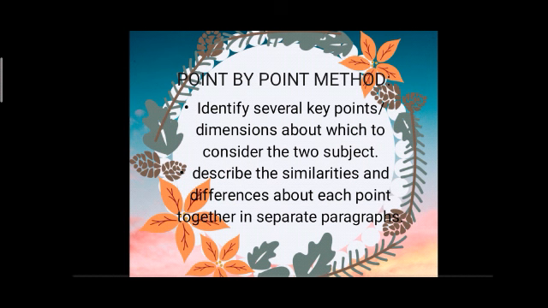What is the point by point method? The point by point method is to identify several key points or dimensions about which to consider the two subjects, and describe the similarities and differences about each point together in separate paragraphs. The point by point method is used to compare and contrast two subjects by focusing on specific points at one time.